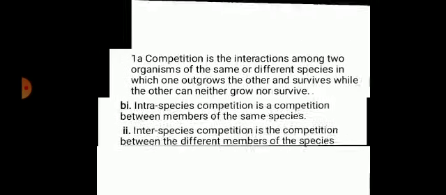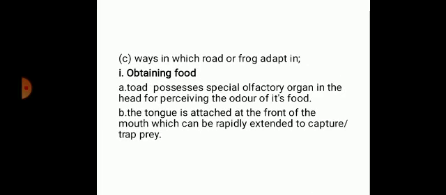The C part, they ask you to explain two ways by which the toad or frog is structurally adapted to the following: in terms of obtaining food, in terms of protection, in terms of movement. So now let us go and look at the answer. Ways in which toad or frog adapt in obtaining food.